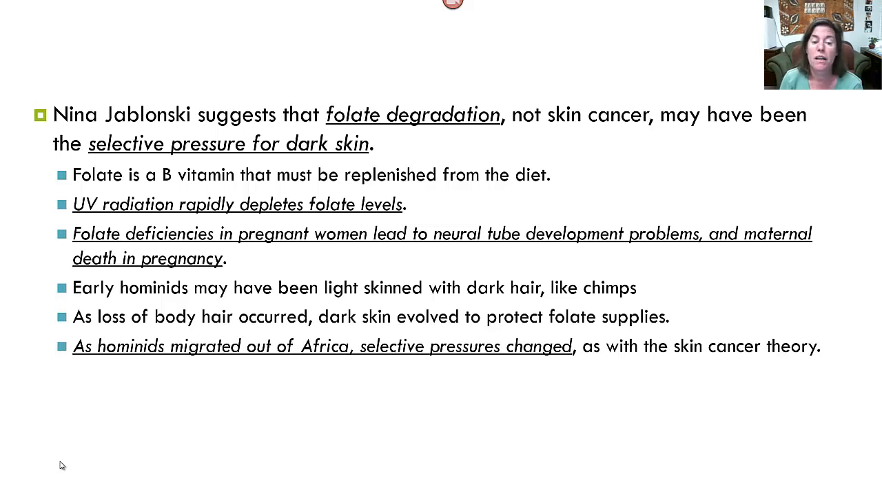Early hominids may have been light-skinned with dark hair, much like chimpanzees are today. As loss of their body hair occurred, dark skin evolved to protect folate supplies. But as the hominids moved out of Africa and moved into temperate climates, the selective pressures changed, as with the skin cancer theory.